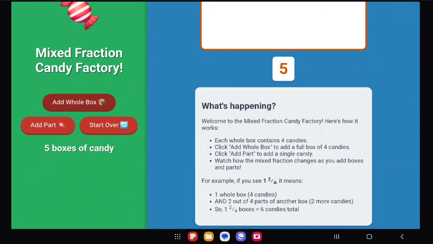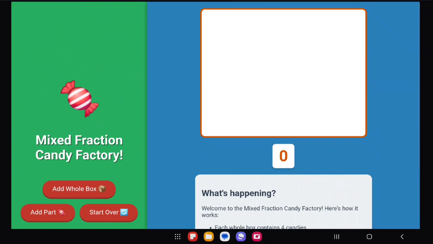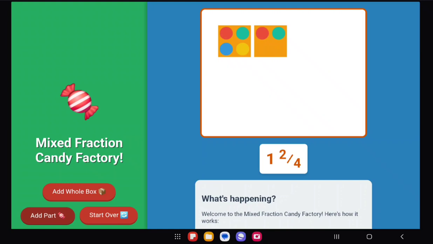Now, what is happening? Each whole box contains 4 candies. Let us start over. Each whole box contains 4 candies. For example, if you see one whole 2 over 4, that means I have to add one whole box and I have to add 2 more candies to make it one whole 2 over 4. Got it, students? So mixed fraction means we should have one whole part and we should have a fractional part.